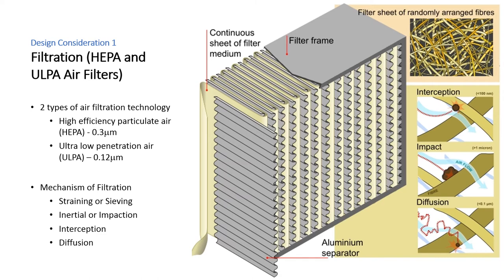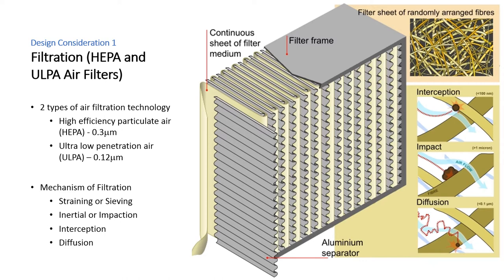Filtration. Filtration is an important aspect of clean rooms. Most filters are defined by their particle removal efficiency and airflow rate. Clean rooms require very high efficiency filters. Clean room air filtration technology centers around two types of air filters. One type of filter is called the high-efficiency particulate air filter or HEPA filter.